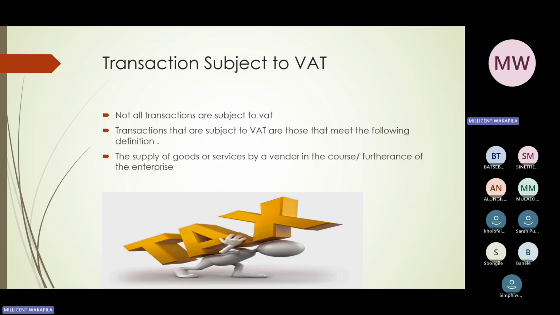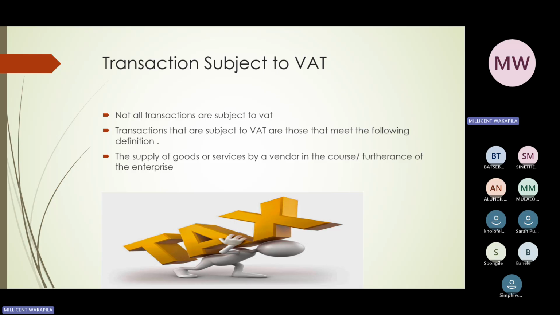Excuse me, right? So transactions that are subject to VAT are those that meet the following definition: the supply of goods by a VAT vendor in the furtherance of their enterprise, right? If you take a look at your UJ slides, this definition has been subdivided to explain to you the supply of goods or services, and also the VAT vendor, and also what it means in the course of furtherance of the enterprise, right?